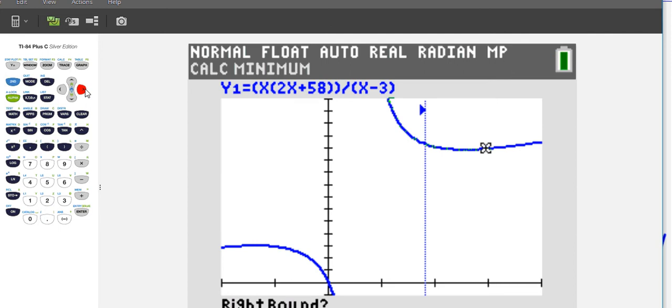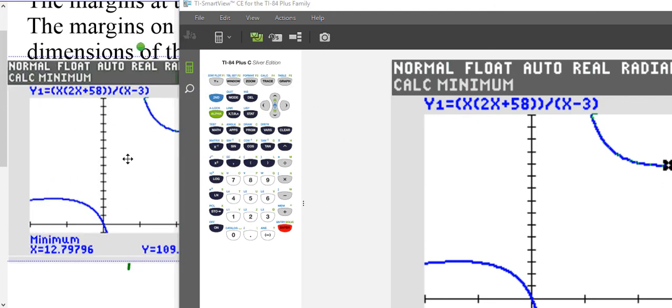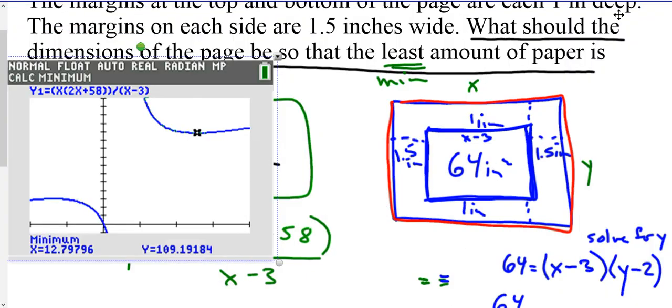Stop right there. And there's the left side, or the right side of that minimum. I'll press enter again. It's just guessing it, and we have this. All right, so we found out that our minimum is going to be located right here when x equals 12.79796. So what should the dimensions be?